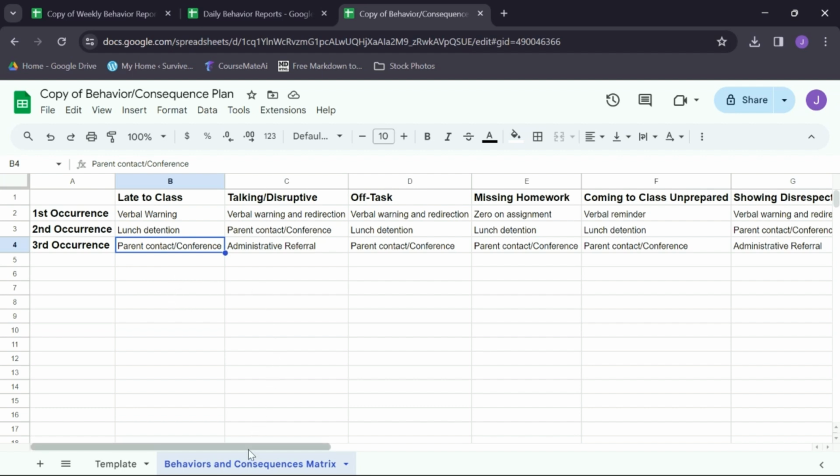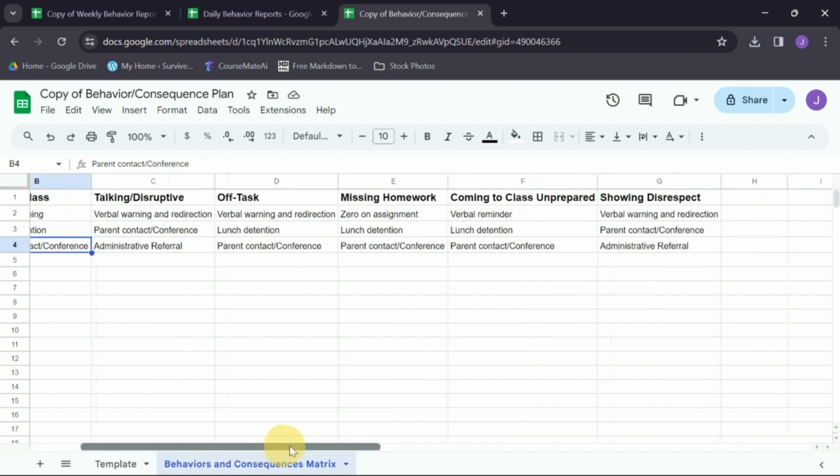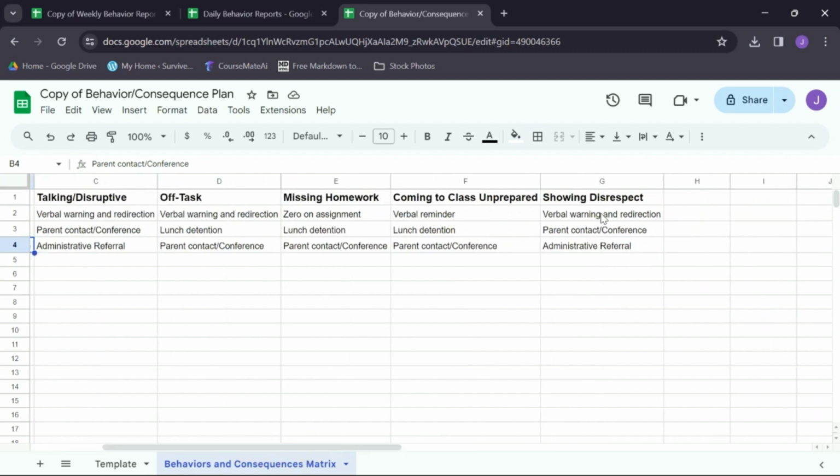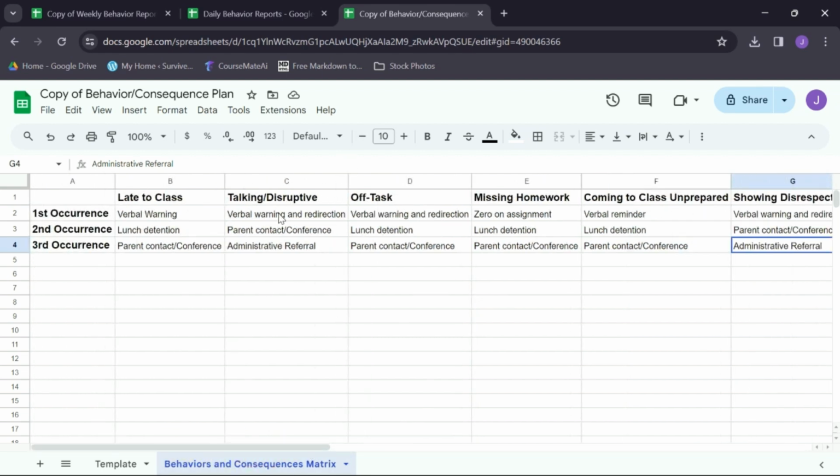Okay. Now some of these are going to be different because some of them are more important. So if you're disrespectful, the very first time you're getting a verbal warning and a redirection, but then after that, we're going right to a parent contact and conference, and then up to an administrative referral. Similarly, over here, if you're disruptive, say, you're going to get 1 warning and redirection, but then after that, we're contacting home, and then after that, it's an administrative referral. So each one of these has been valued, and then you have 1, 2, and 3 occurrences.